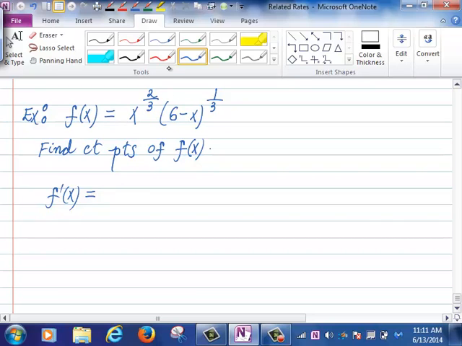I have to apply the product rule, right? So this is one factor, this is the other factor. The derivative of the first factor is what? 2/3 x to the 2/3 minus 1, multiplied by the second factor, plus the first factor as it is, multiplied by the derivative of the second factor. What's the derivative of the second factor?